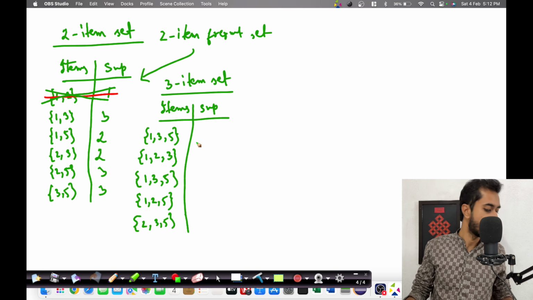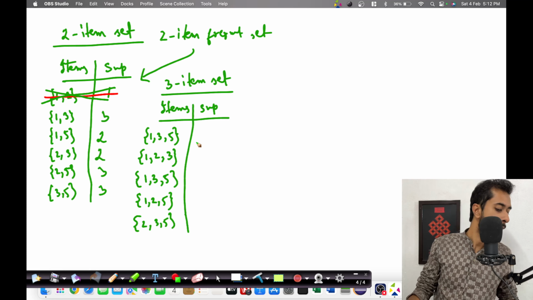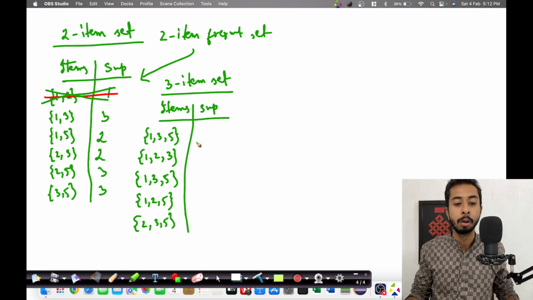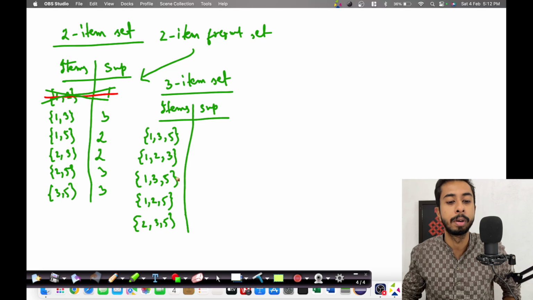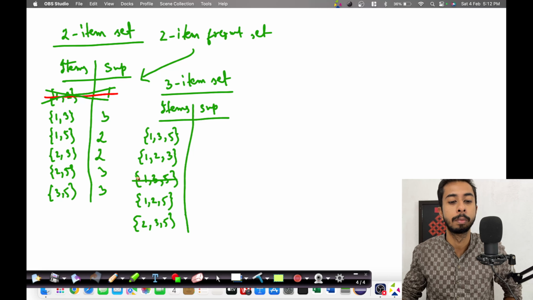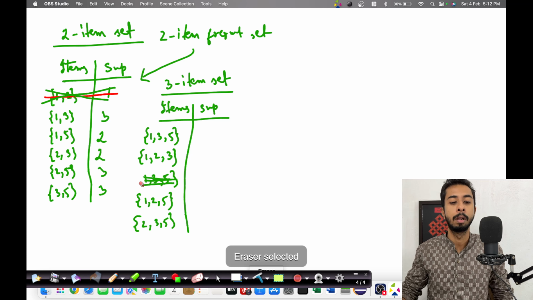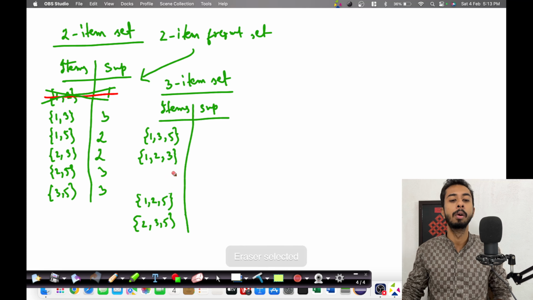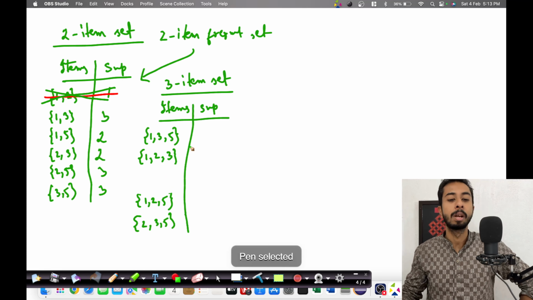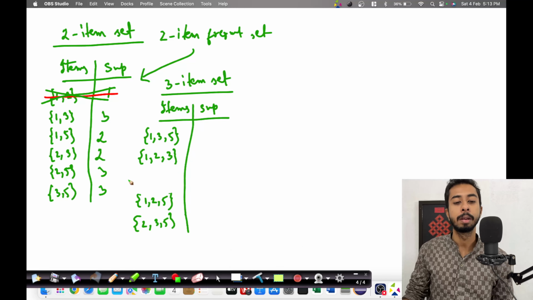Okay, in my copy I have not written 1 3 5. I don't know. Okay, I have written it. So you see, I've written 1 3 5 two times. It's useless. My bad. Let me delete it. Okay. So you see, these are the 4 transactions which are possible in the 3 item set.